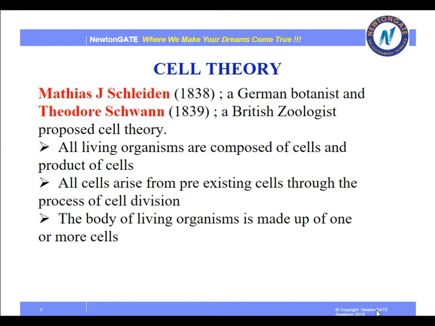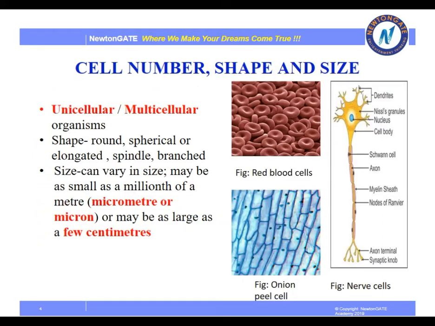The body of living organisms is made up of one or more cells. Cells can vary in number, shape and size in different organisms. Some organisms are made up of single cells, while others are made up of more than one cell. Single-celled organisms are called unicellular, and organisms that have more than one cell are called multicellular organisms.